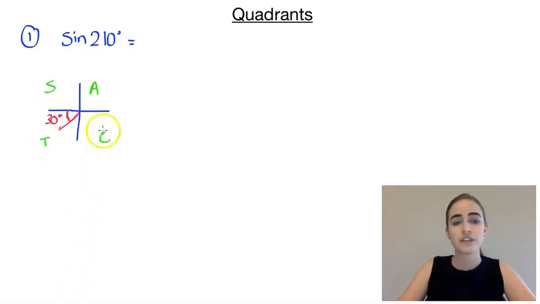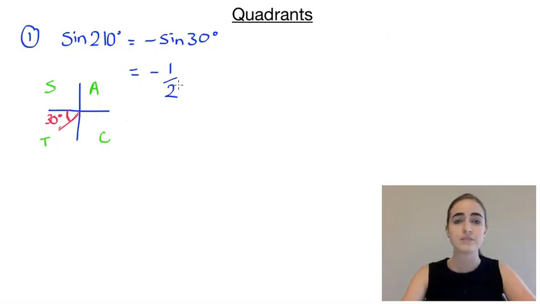The other thing we need to remember is whether sine is positive or negative in that quadrant. So we can have our all stations to central, which means that sine is negative in this quadrant. So what that's going to mean is sine 210 degrees is going to be equivalent to minus, because it's in this quadrant, sine of 30 degrees. Then we can look at our exact values, so we can look at our special triangles, and sine of 30 is equal to a half, so sine of 210 will be equal to minus a half.